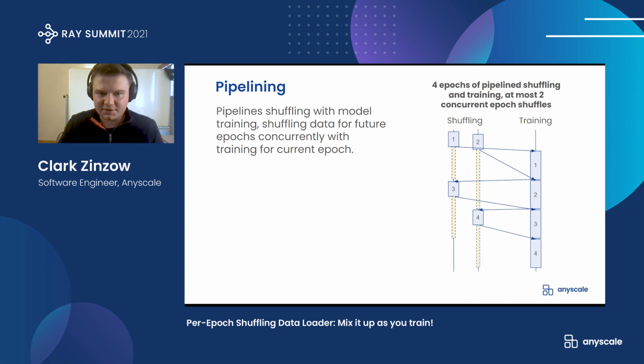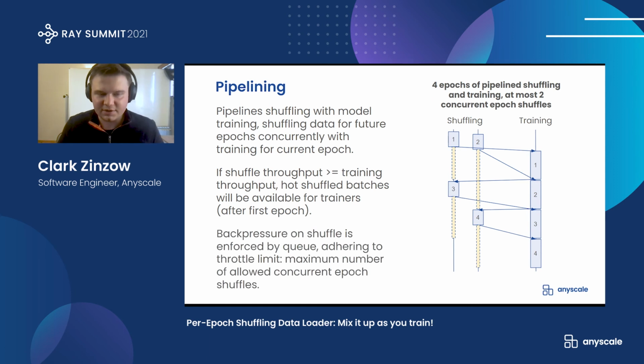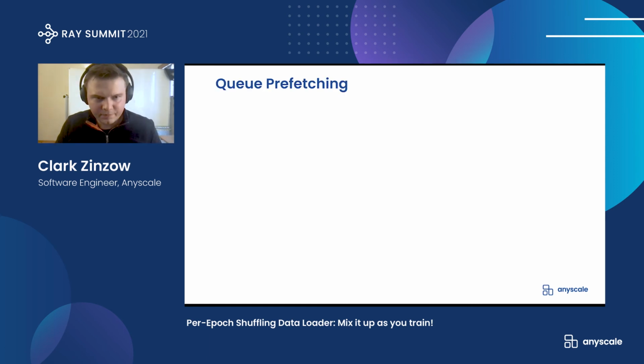And the end result is that if the throughput of the shuffler is greater than or equal to the throughput of the training, after the first epoch, all the trainers will always see hot GPU batches after that first epoch. So they should never be sitting there waiting for a shuffle to complete. And then the back pressure on the shuffle is enforced by the queue, adhering to that throttle limit that we mentioned before, and as illustrated in this diagram.